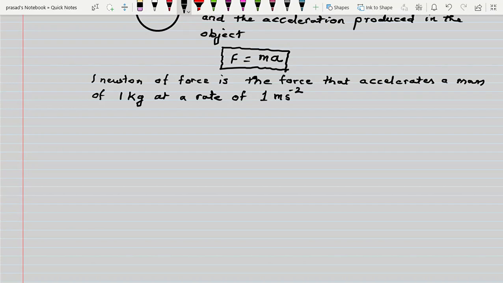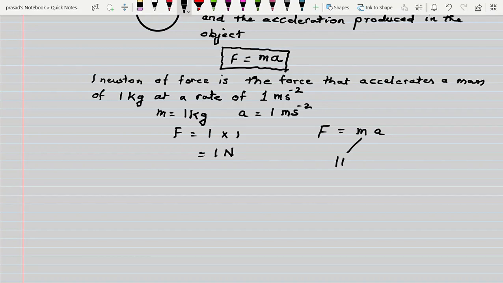That means what? If mass is 1 kg and the acceleration is 1 meter per second square, then the force will be, mass is 1, acceleration is 1, and this force we will call 1 Newton of force. That means in this equation F is equal to ma, when m is 1 kg, acceleration is 1 meter per second square, then the force will be 1 Newton. That is the definition of 1 Newton of force.